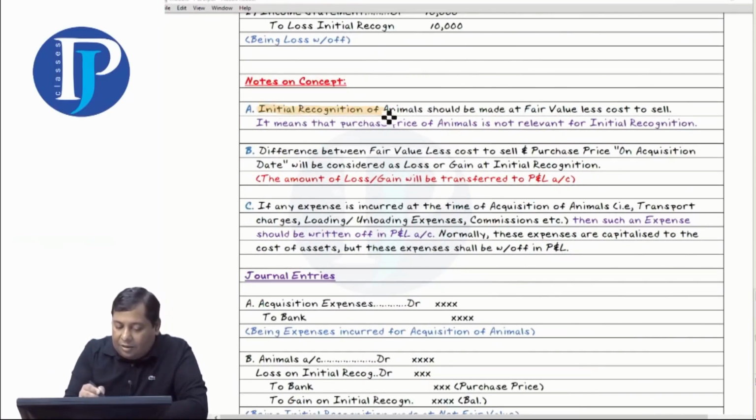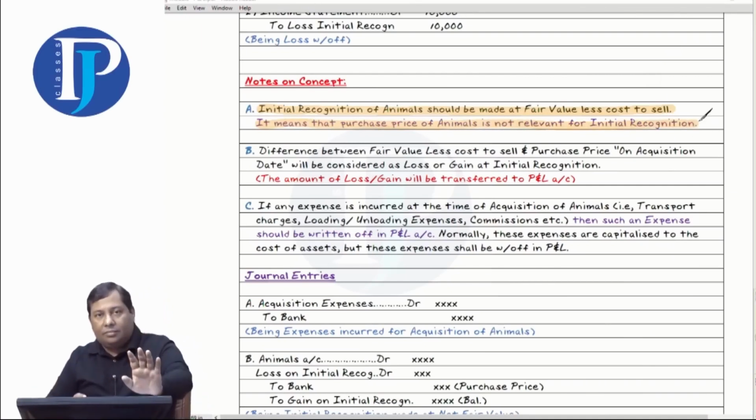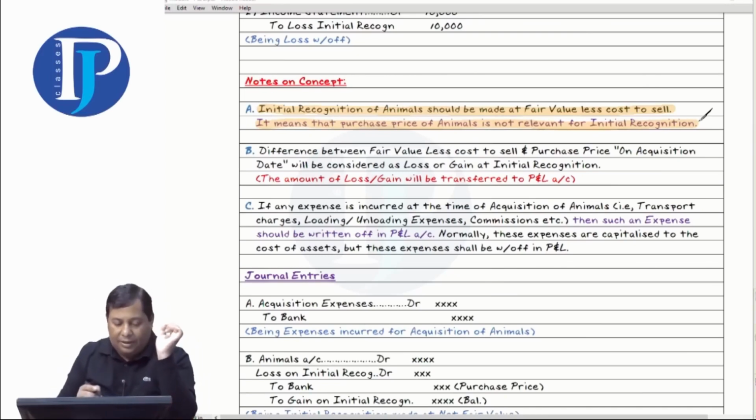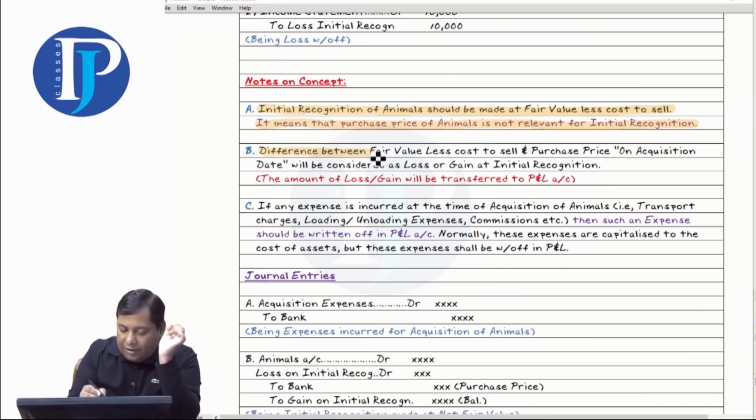The initial recognition of animals should be made at fair value, less cost to sell. Okay, students? It means that the purchase price of an animal is irrelevant for the initial recognition. See fair value, not purchase price. The difference between fair value and purchase price on the acquisition date will be considered as loss or gain.